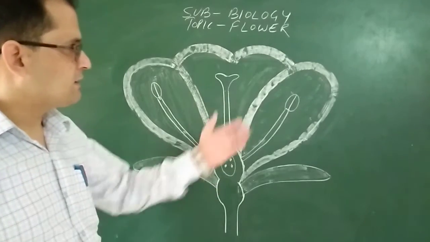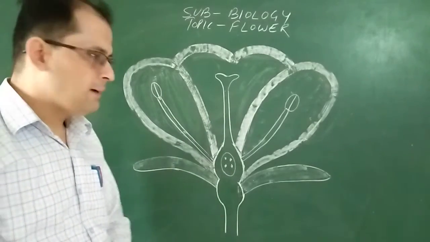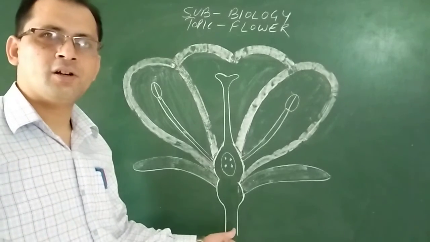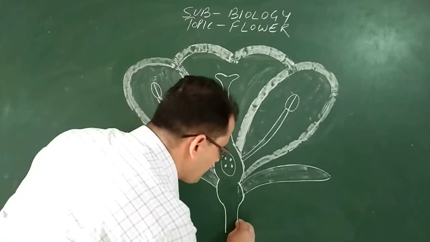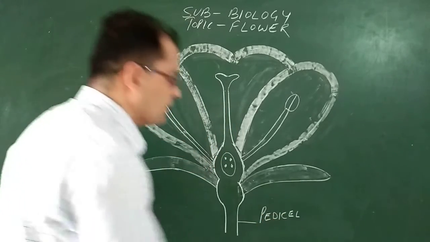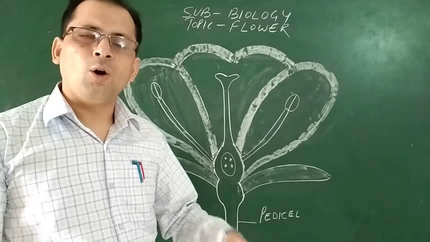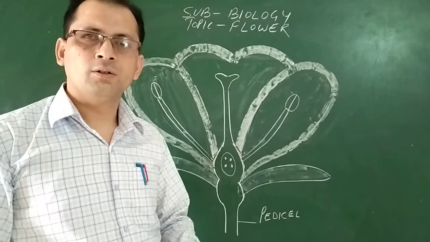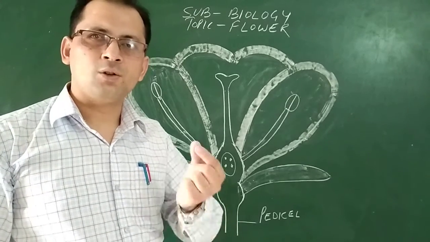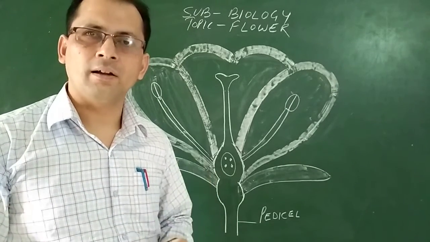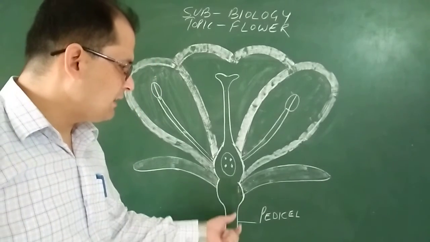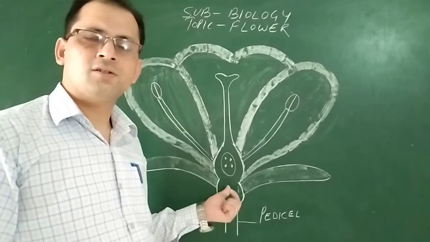So you can see, beta, this is the structure of the flower. Okay. Now at the base you can see a tube-like structure. It is known as pedicel. P-E-D-I-C-E-L. Pedicel. Pedicel is also known as stalk. So it is actually the stem of the flower, the stalk by which we hold the flower, जिससे हम flower को पकड़ते हैं.